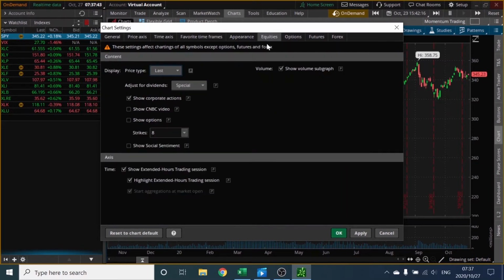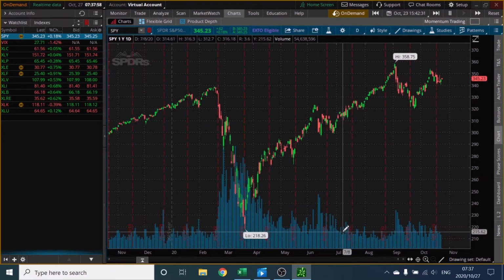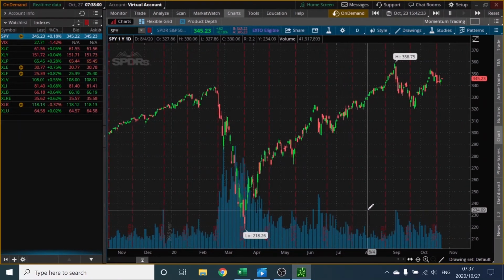Finally, under the Equities tab, make sure you have Show Extended Hours Trading selected. This means the chart will display prices of the stock outside of normal trading hours on smaller time frames. Then click Apply. We are now going to add our moving averages.